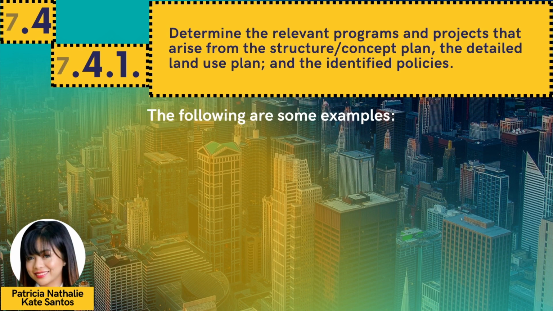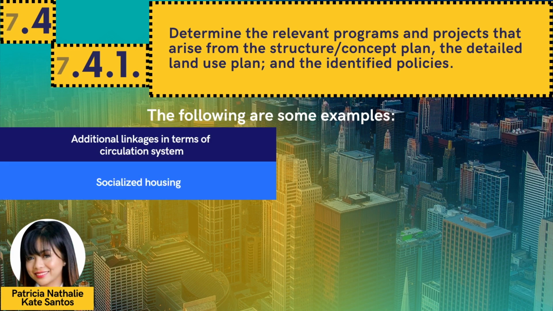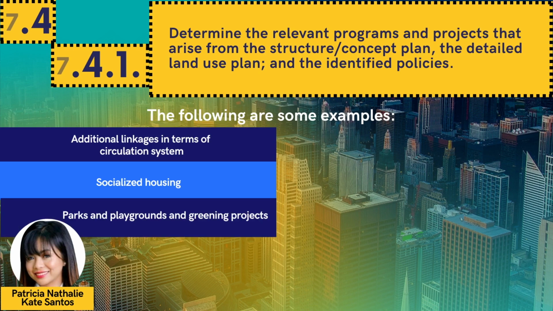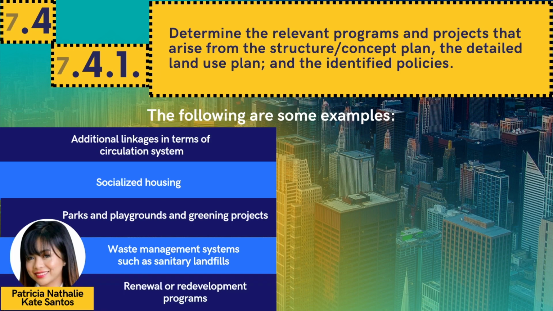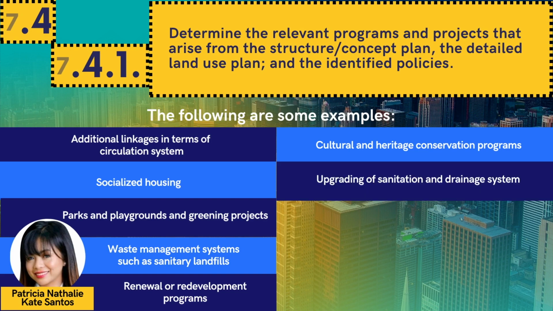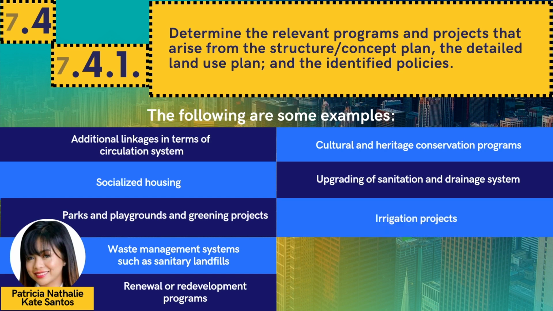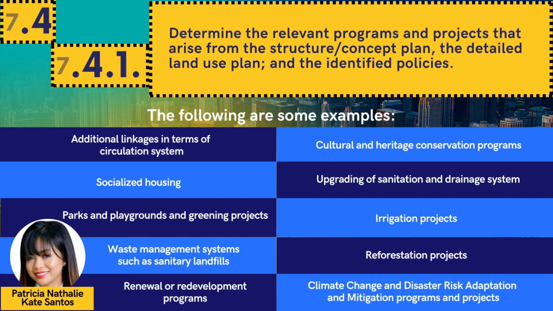The following are some examples. First, we have the additional linkages in terms of circulation system. Second, we have the socialized housing. Next, we have the parks and playgrounds and greening project. Next, we have the waste management system such as sanitary landfills. Next, we have the renewal or redevelopment program. Next, we have the cultural and heritage conservation program. Next, we have the upgrading of sanitation and drainage system. Next, we have the irrigation project. Next, we have reforestation project. And lastly, we have the climate change and disaster risk adaptation and mitigation programs and projects.